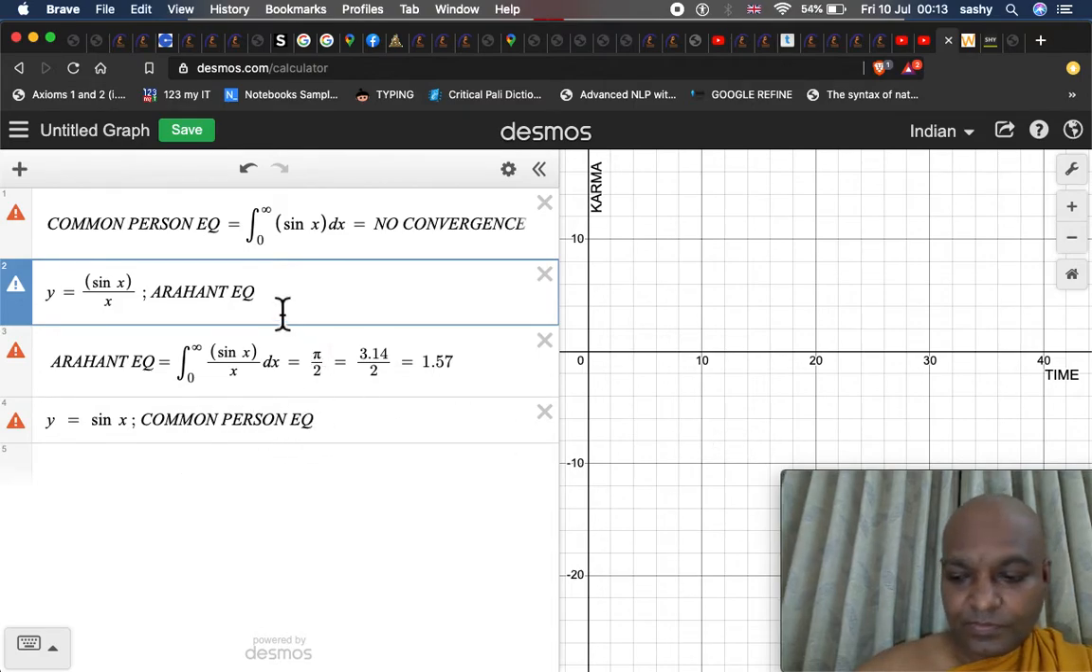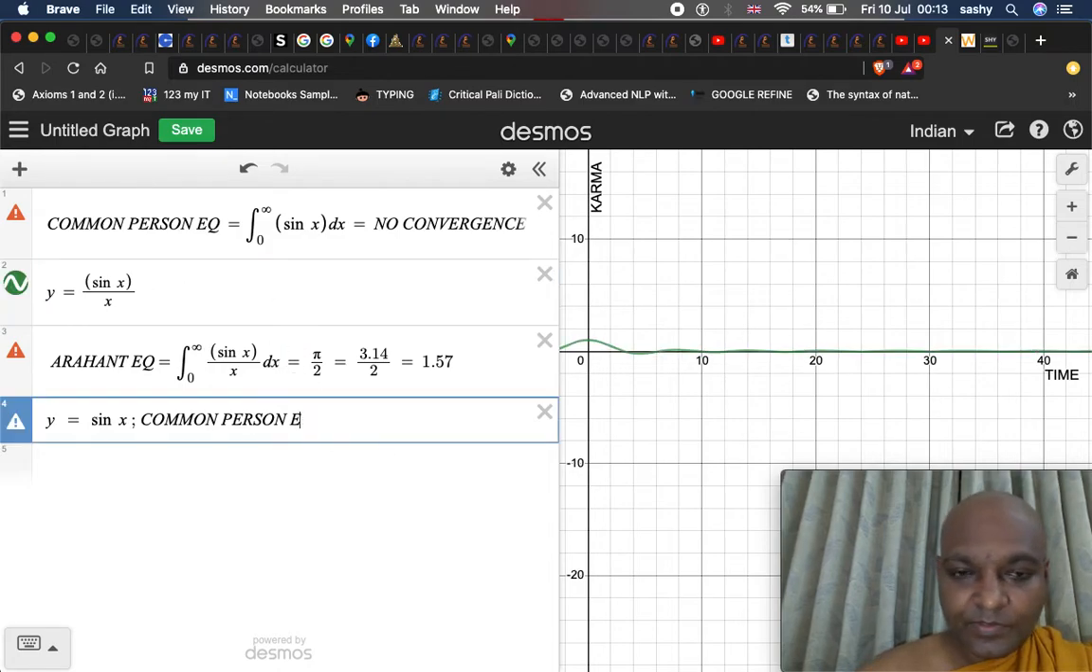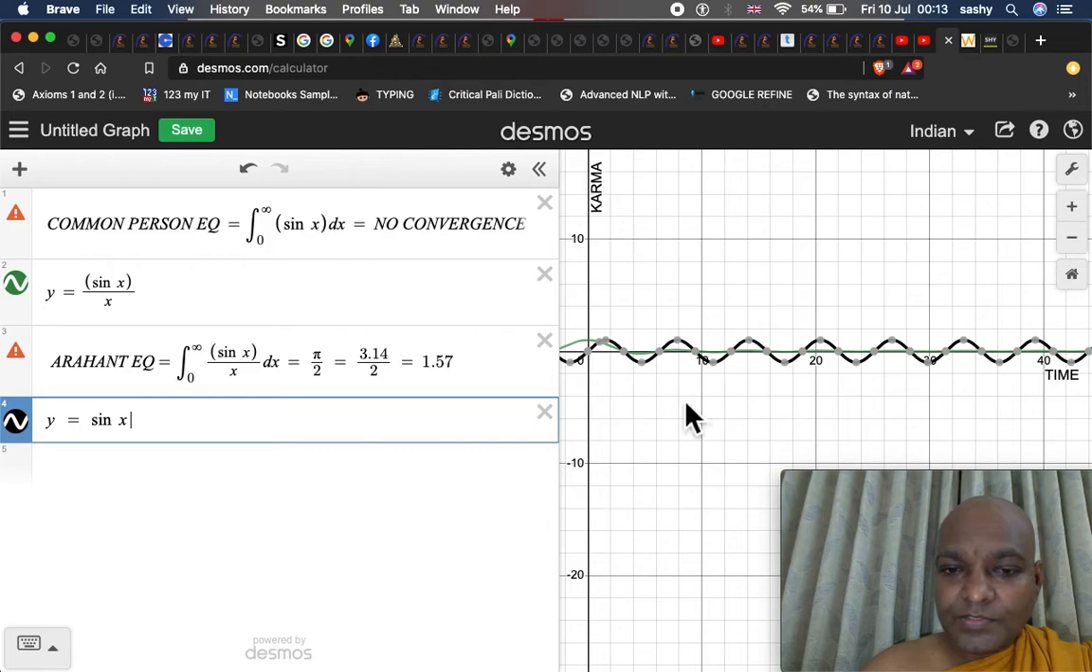Because we put this, the equation doesn't come. The plot is not coming. So now what we can see is the black one, which is y is equal to sin x, the common person's equation. This is with limits, and with limits is the correct one. We consider the limit from 0 to infinity, which has no convergence and no value. The value oscillates. And for the Arahant equation, the value is 1.57.